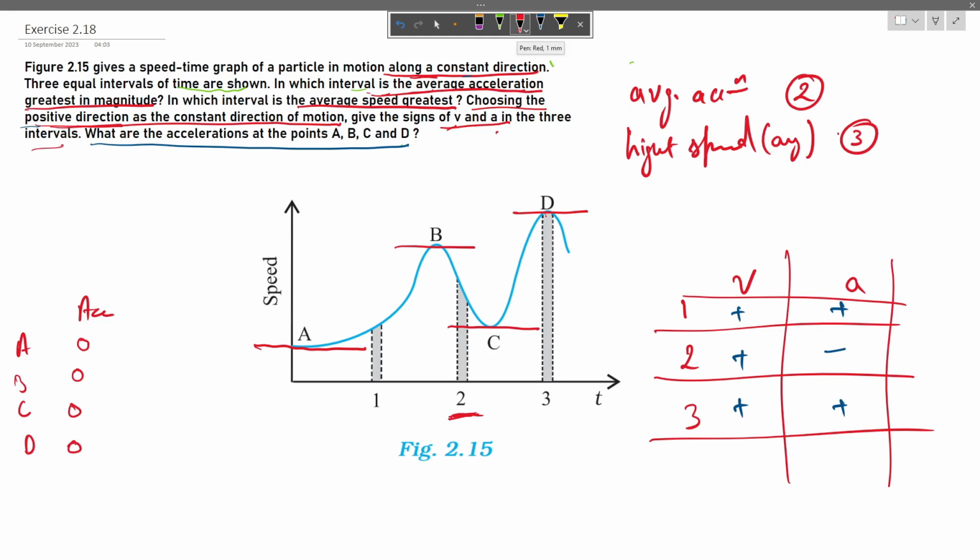Since at all these 4 points the tangent is simply a horizontal line, subtending a 0 angle with the horizontal, that's why the slope is going to be 0, or the slope of the speed time graph is going to be 0, or the acceleration is going to be 0. That's it. Thank you.